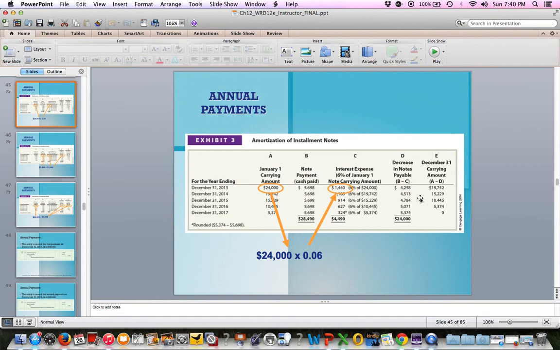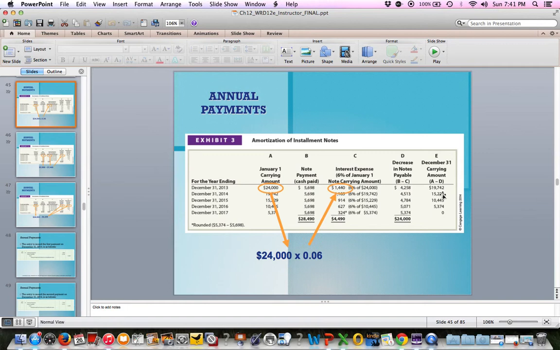We then begin to make the annual payments, and notice that each payment represents a portion that is interest and a portion that is principal. Okay, so basically we take that carrying amount of 24,000 times 6%, and that's for the full year, and we get interest of 1,440. The payment is 5,698. So basically the 5,698 payment minus interest of 1,440 equals column D, which is the principal payment. And so column E is basically column A, 24,000, minus the principal to get down to what's left over, 19,742.